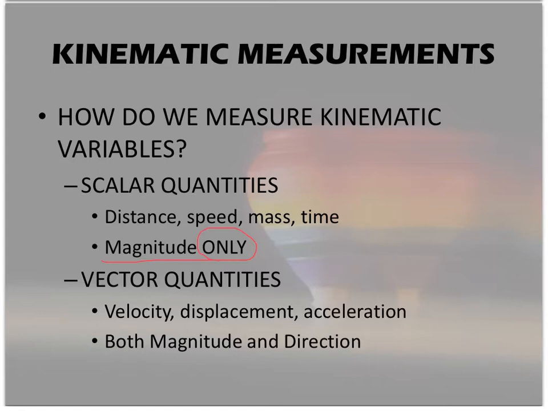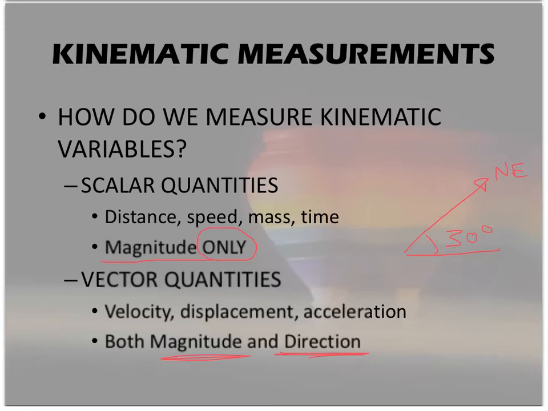Vector quantities give both magnitude and direction. So these include quantities like velocity, displacement, and acceleration. Velocity tells me either an angle in which I'm traveling at. For instance, if I'm traveling northeast, that gives me an angle, or if it's at an angle of 30 degrees, that gives me an angle along with that velocity. Displacement tells me the same thing.